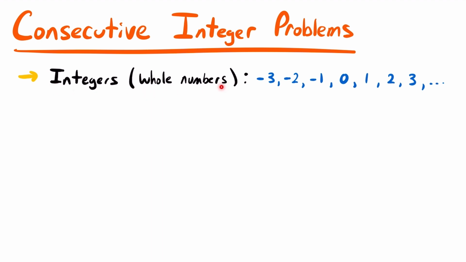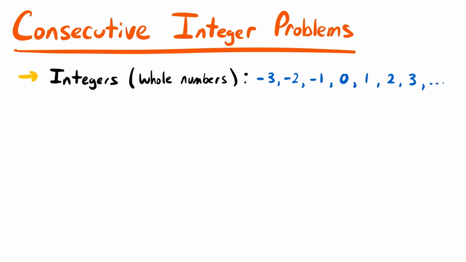And so it's important that you remember what an integer is. Integers are just whole numbers, and that includes both negative and positive numbers. So examples would be negative 3, negative 2, negative 1, 0, 1, 2, 3. These are all integers because they are whole numbers. There's no decimals, no fractions, just nice and easy whole numbers.